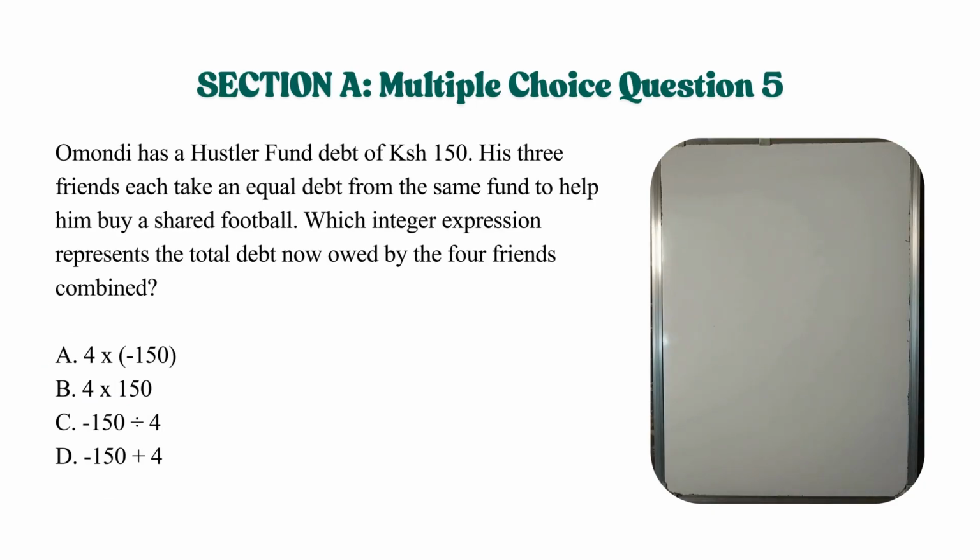Let's go on to question 5. Omondi has a fund debt of 150. Three friends take an equal debt from the same fund, for buying a shared football. Which integer expression represents the total debt now owed by the 4 friends combined? So this is easy.